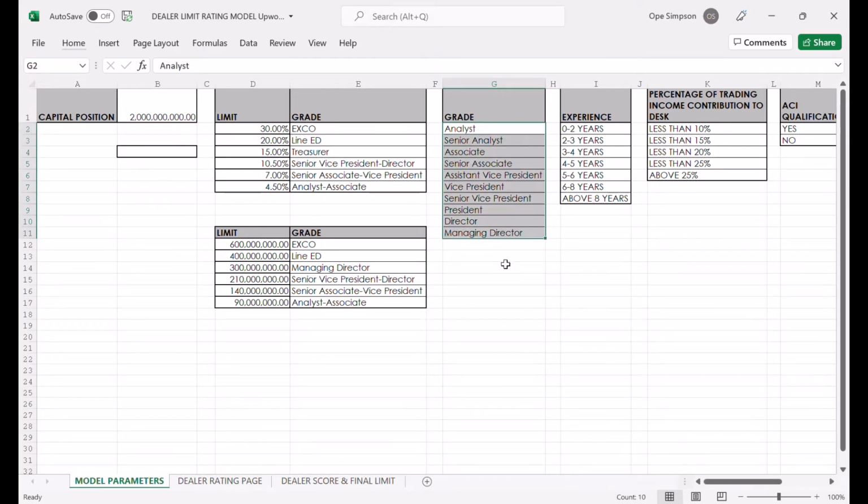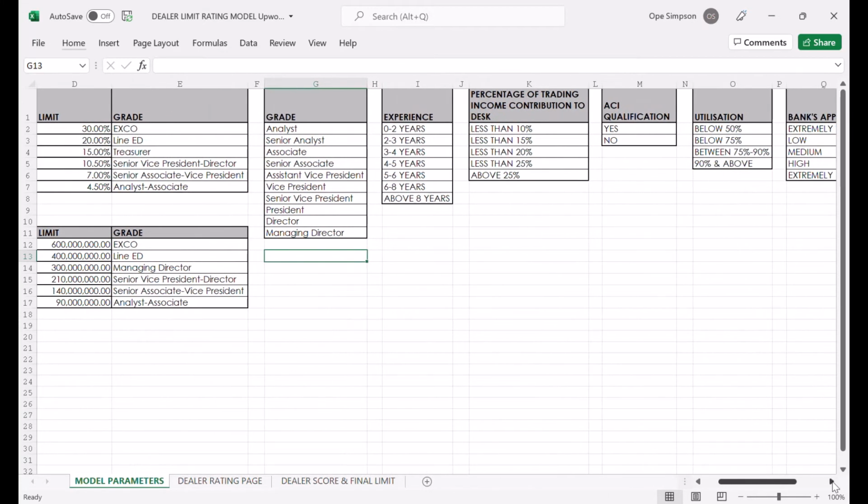We have analysts, senior analysts, associates, all the way to managing director. And the second parameter we'll be looking at is the years of dealing room experience. Here we have the first band between 0 to 2 years, going all the way to the last band above 8 years. And then we have the dealer's contribution to trading income for that particular desk, which is less than 10% all the way to above 25%.